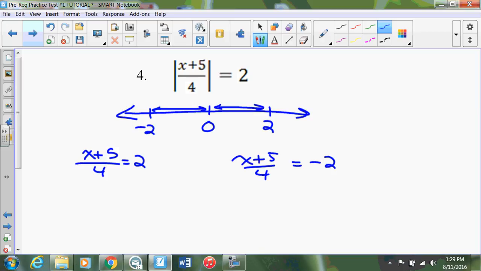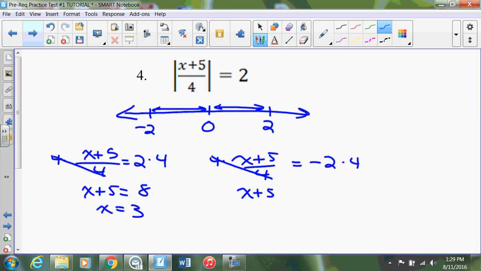And when we solve these, we're going to go ahead and multiply 4 on both sides. I'm not going to solve both of them at the same time, although I can understand why someone would want to do that. It might get confusing. Subtract 5 from both sides, so x equals 3. That's one of the answers. Multiply 4 on both sides. And go ahead and subtract 5. So we have x is equal to negative 13.